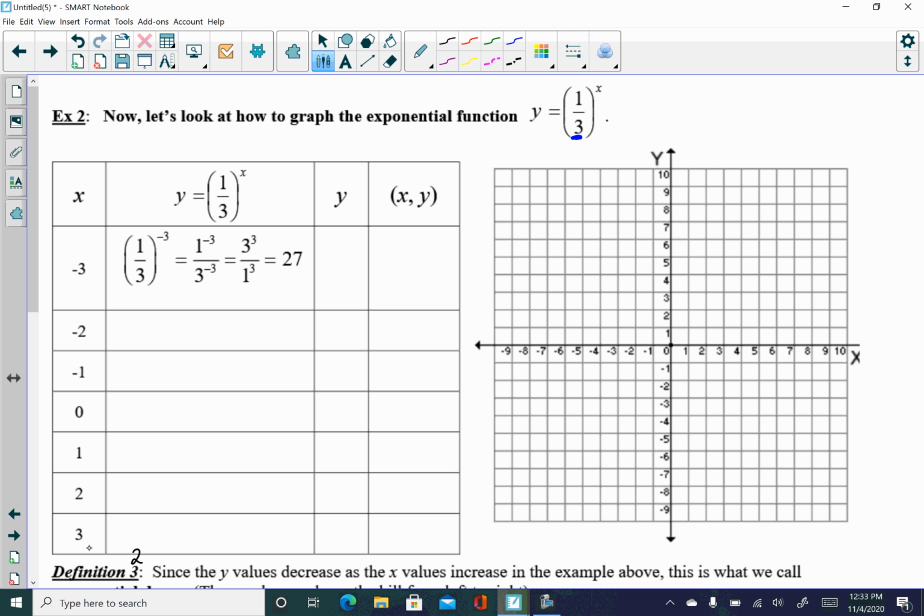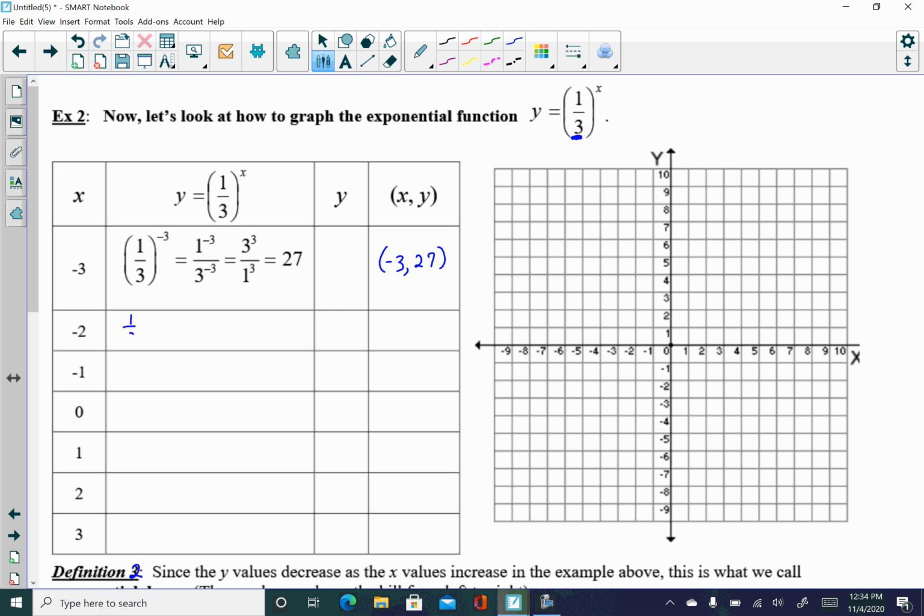You'll notice that I have here at the top already done 1/3 raised to the -3rd power, and so remember that means that the top and the bottom are raised to the -3rd power. If it's a negative exponent up top, you bring it to the bottom and it becomes positive. If it's a negative exponent on the bottom, you bring it to the top and it becomes positive. And then we know 3 cubed is 27. So here we find that when we plug in -3, we get a positive 27.